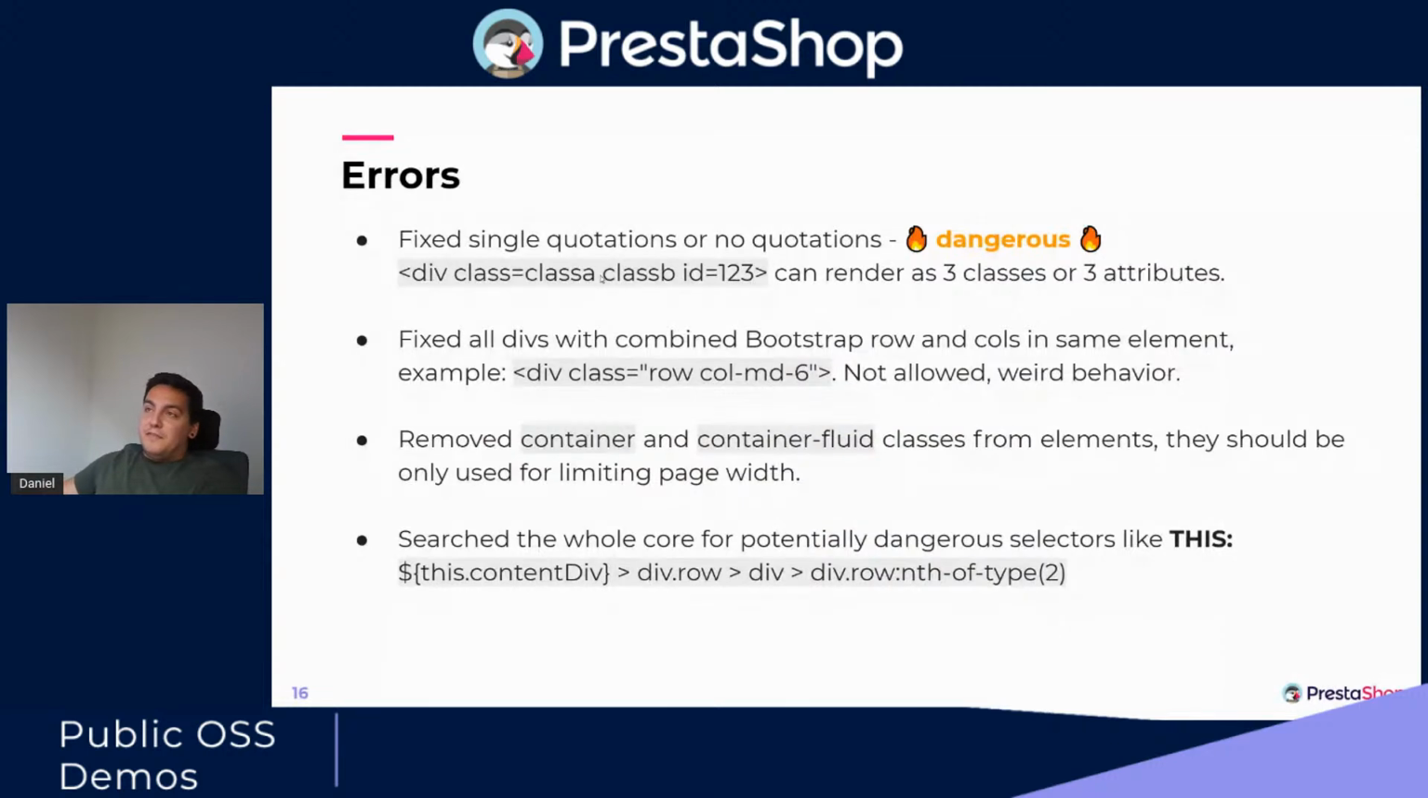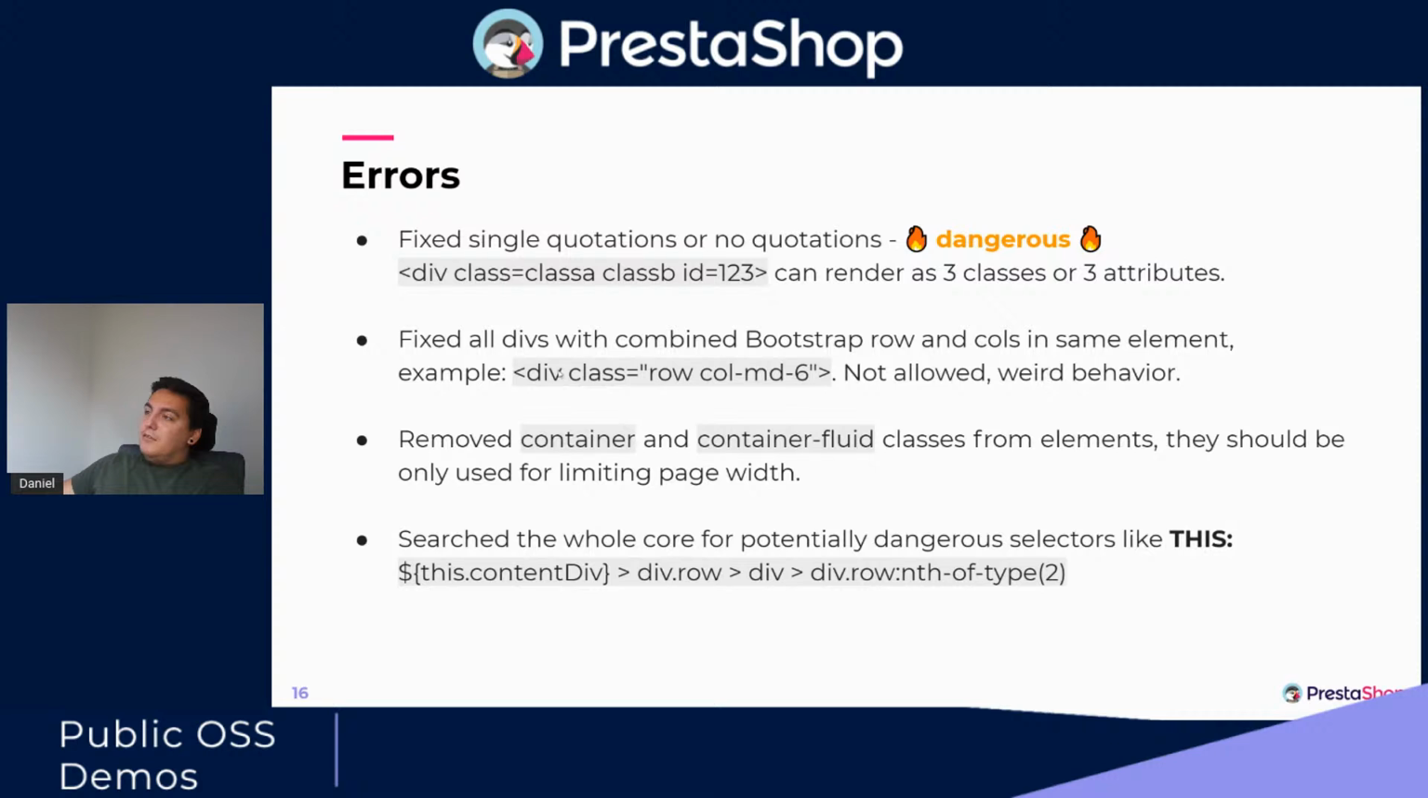Then I found there were some elements without quotations. Although I don't know if in HTML5, but maybe before this was valid, but it's very dangerous behavior because, for example, if you have this code, you would think that it would be rendered as two classes and one ID, but depending on the browser, you could either end up with one class, a second class, and a third class called ID. Or the browser can decide it will render as three attributes. Attribute 1 would be class, attribute 2 would be class B, and the third one would be ID. Yeah. Always use the double quotations everywhere. I fixed it everywhere, I think, in PrestaShop.